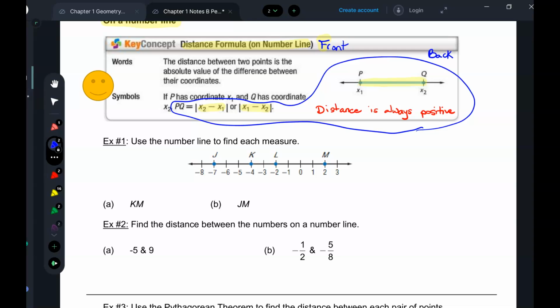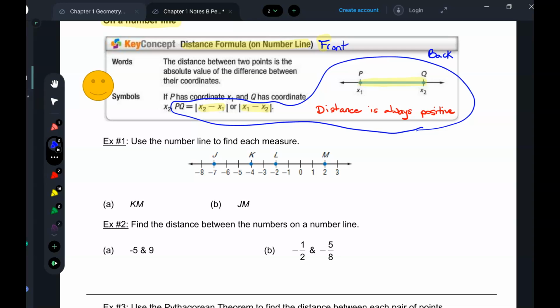You don't need to write it out in words unless you want to. Often I think it's just easier to write PQ is x2 minus x1 in absolute value. But it's not just the line segment, it's the distance between the two points.